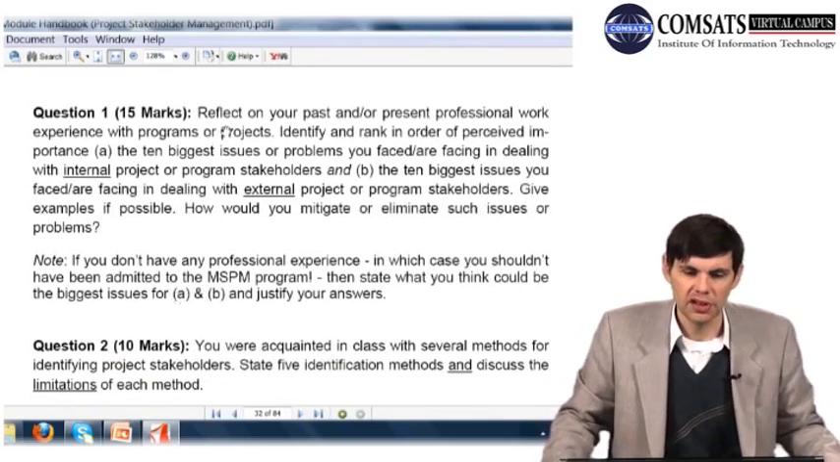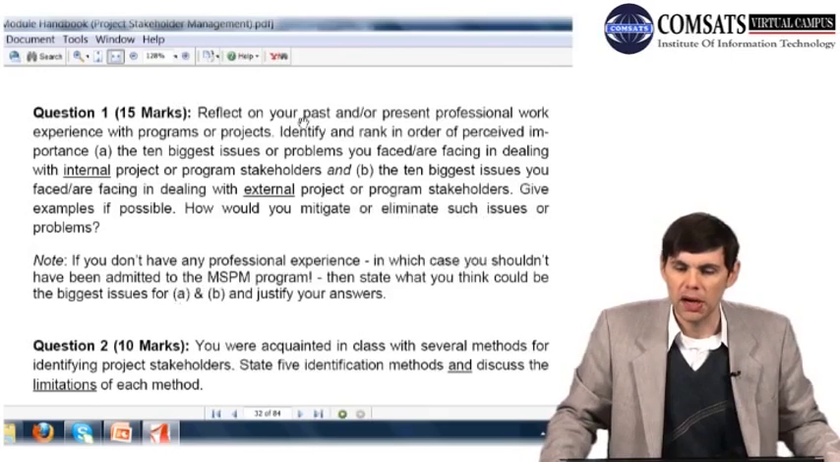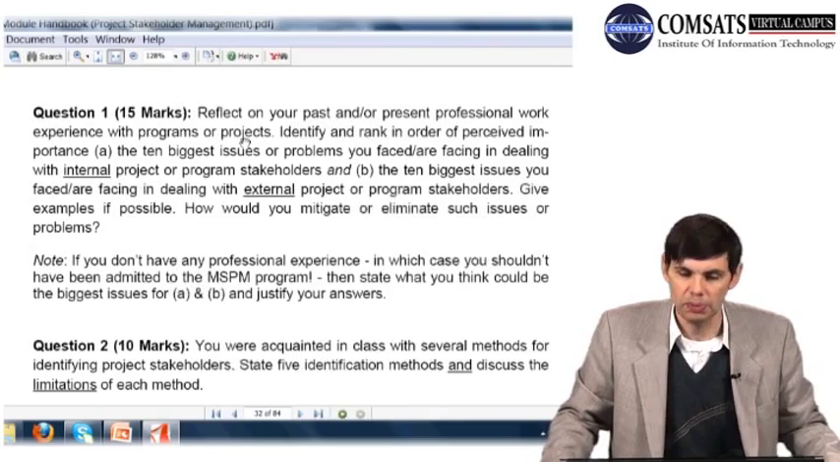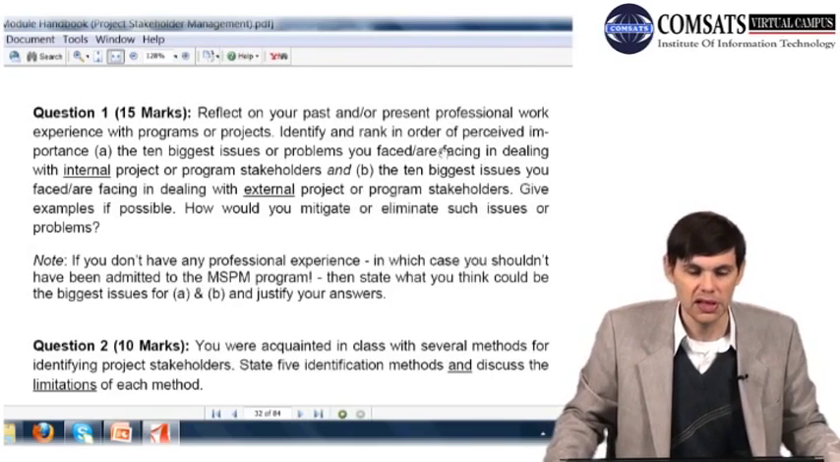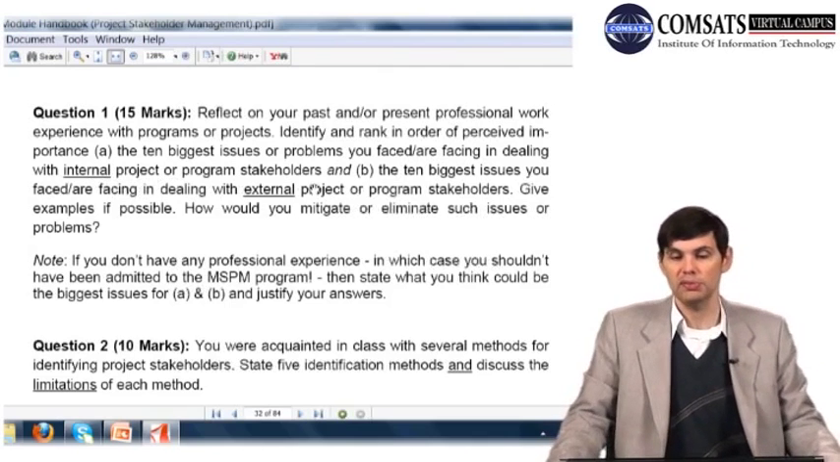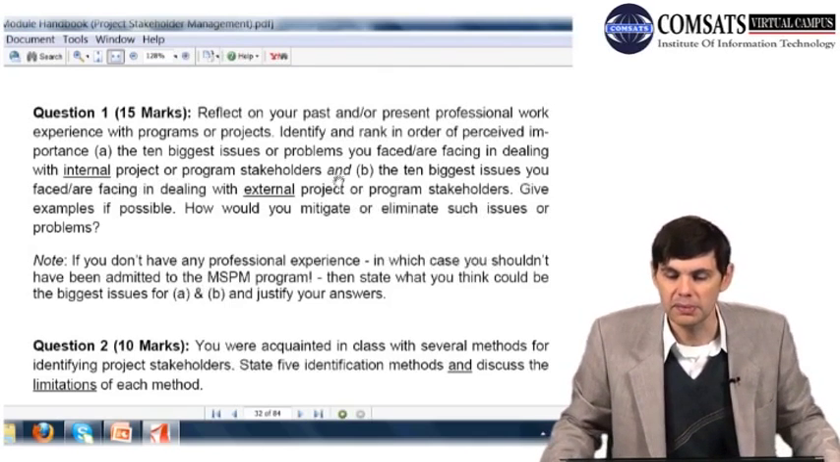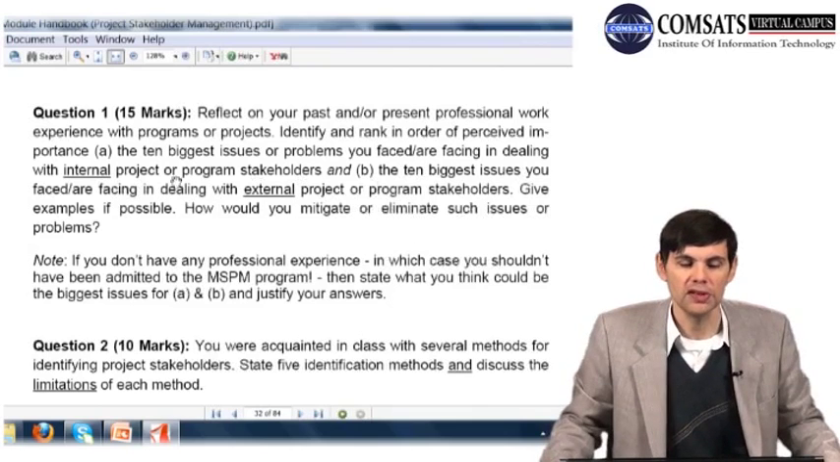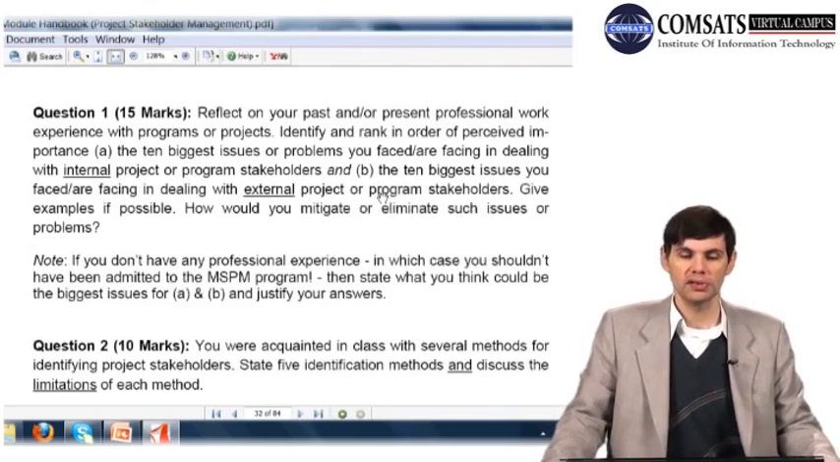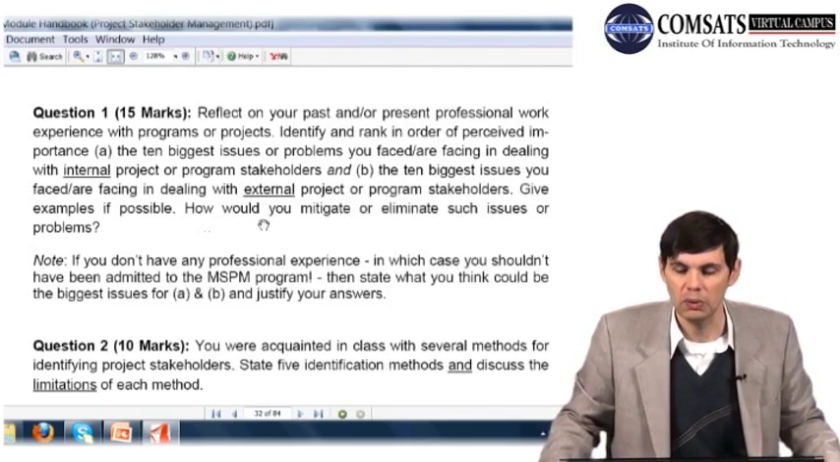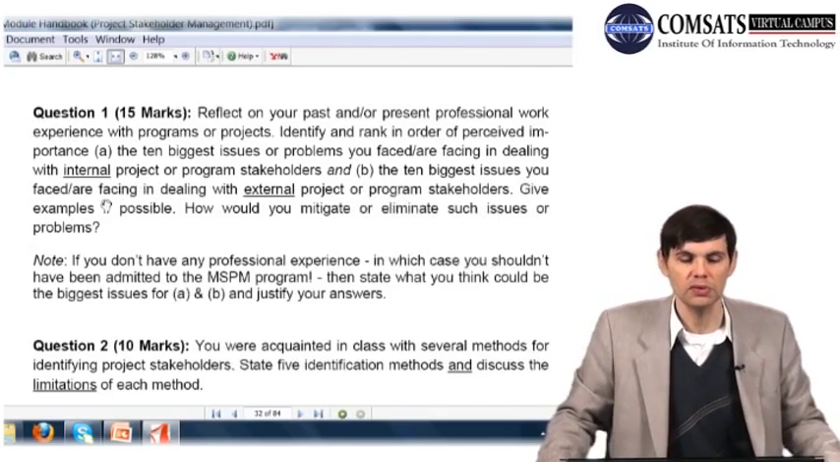The first question, let's just have a quick look at it. Reflect on your past and/or present professional work experience with programs or projects. Identify and rank in order of perceived importance the 10 biggest issues or problems you are facing in dealing with internal project or program stakeholders. And B, the 10 biggest issues you are facing in dealing with external project or program stakeholders. Give examples if possible. How would you mitigate or eliminate such issues or problems?